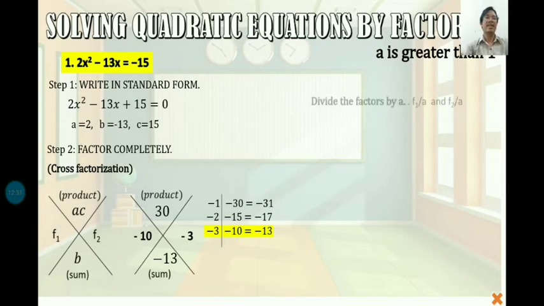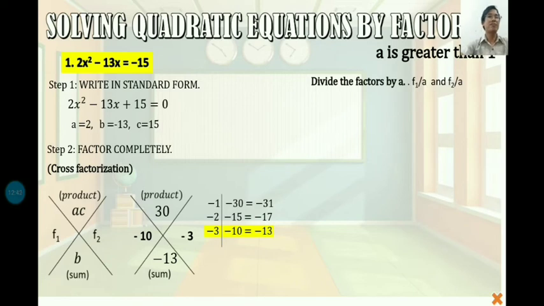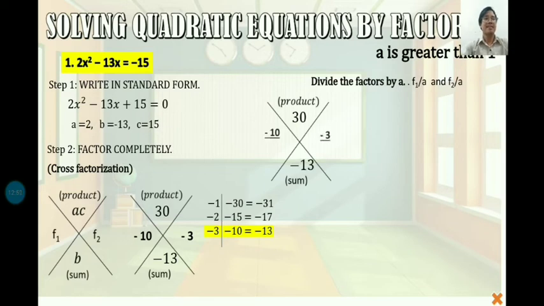Now, let us proceed to the next step. After getting the factors, let us divide each factor by a. So what's the value of a? Yes, that is positive 2. So we have to divide negative 10 by 2 and negative 3 by 2. That's it. Then after that, sundan po natin. Okay, the factors are negative 10 and negative 3. Then we divide both by positive 2 because 2 is the value of a.